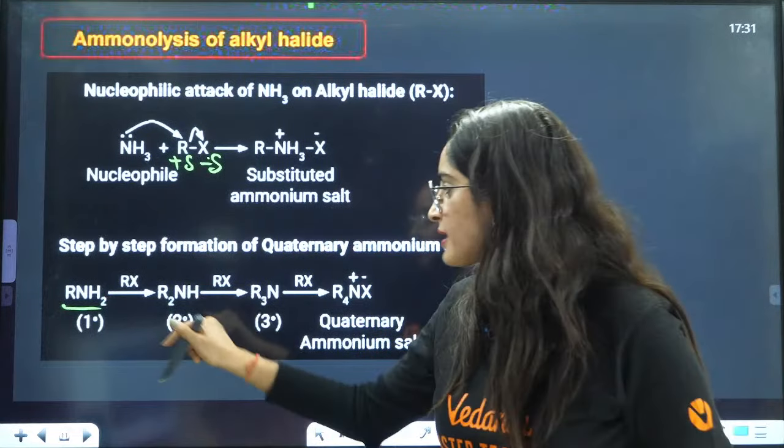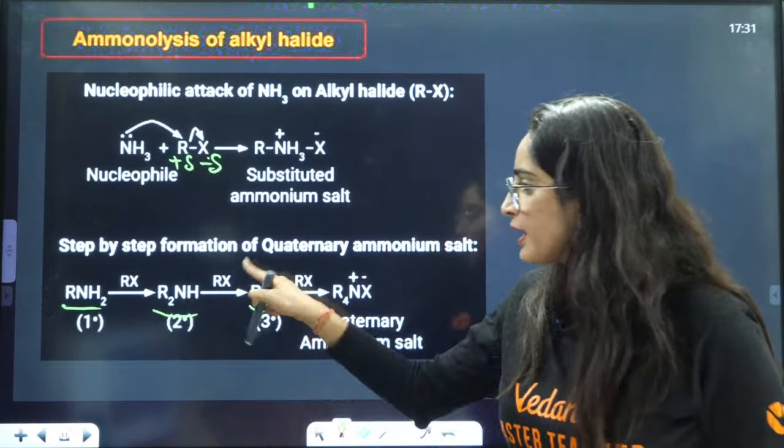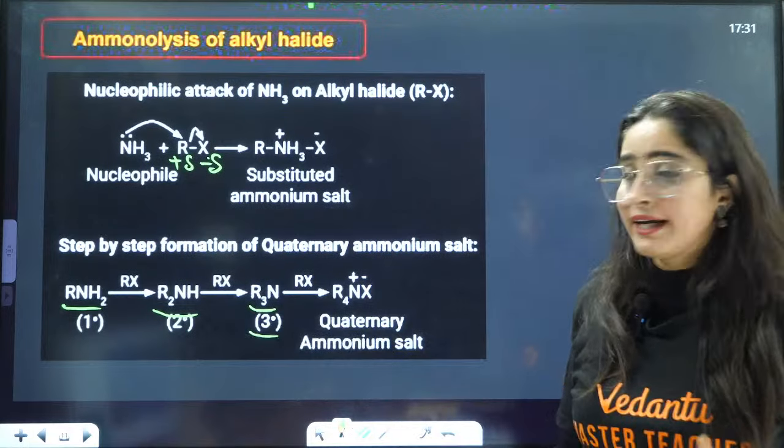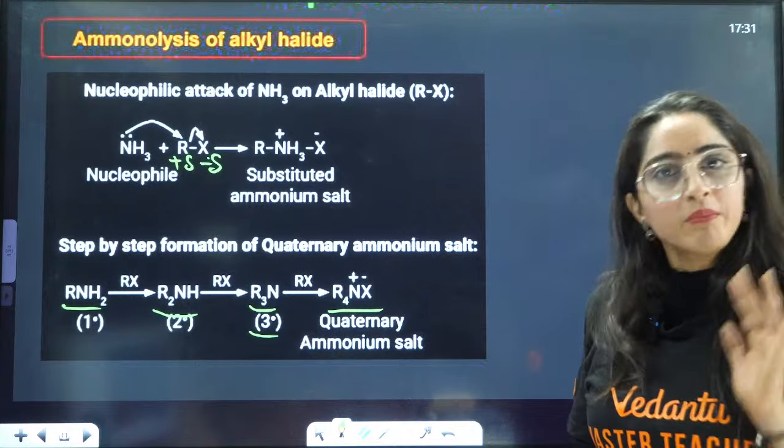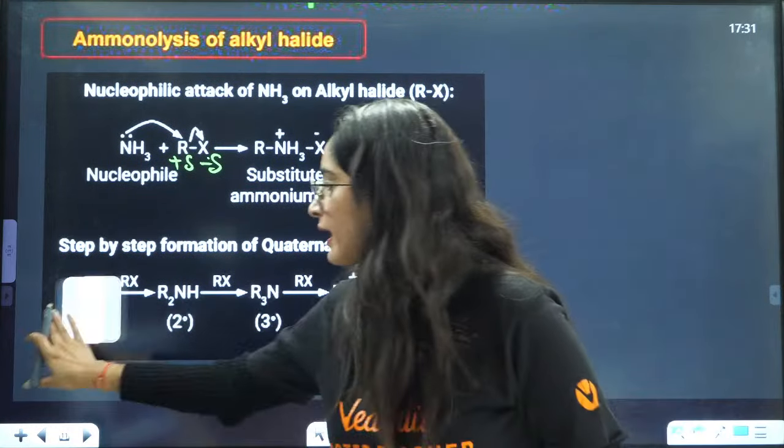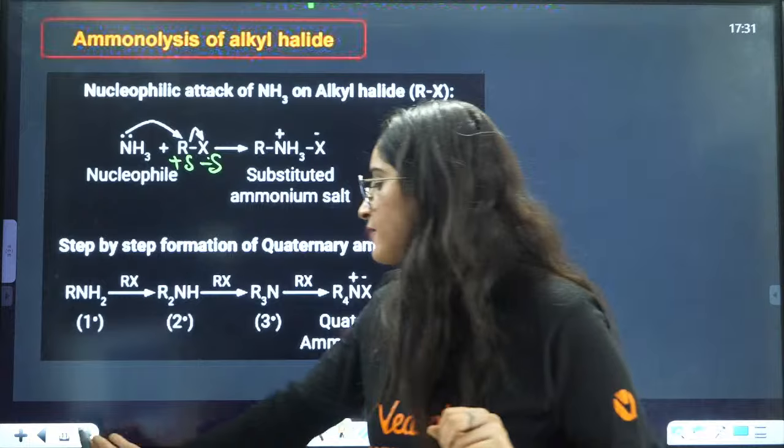Again you add RX, then you will have a 2 degree amine. Then again you add RX, you will have the formation of a 3 degree amine. Then again you add it, you will have the formation of quaternary ammonium salt, right? Okay, okay guys.